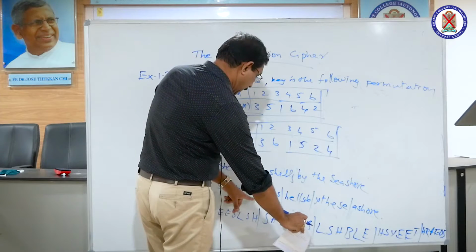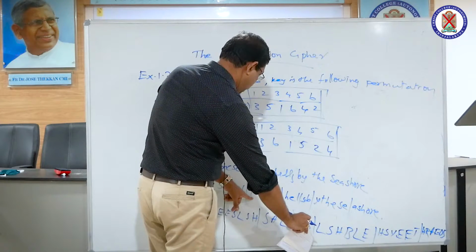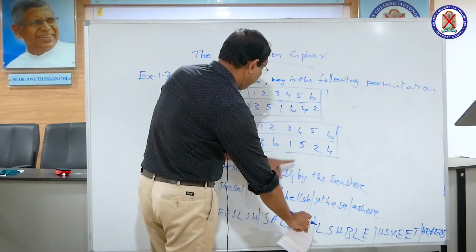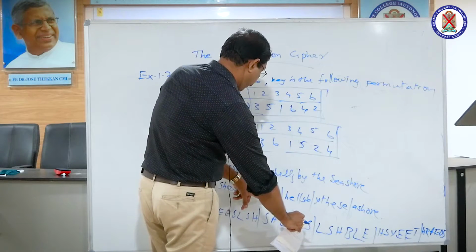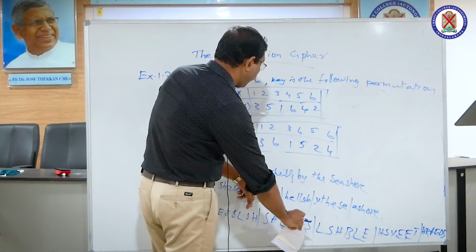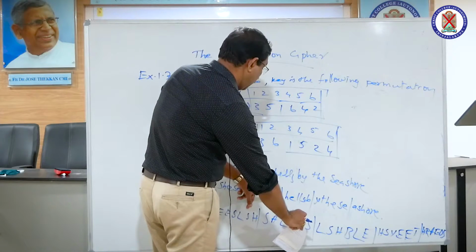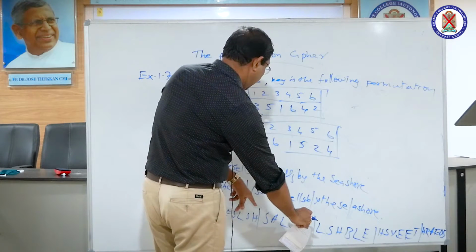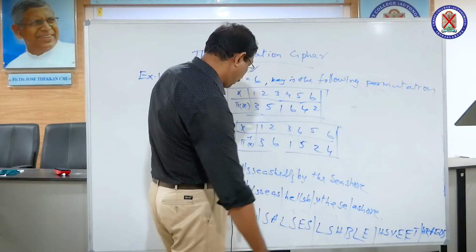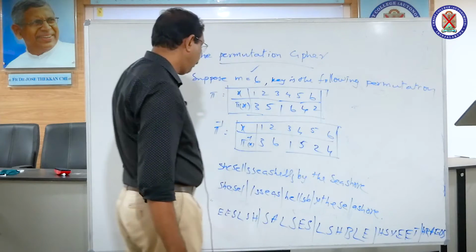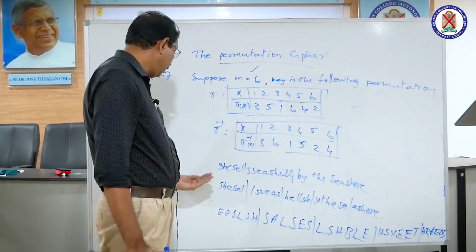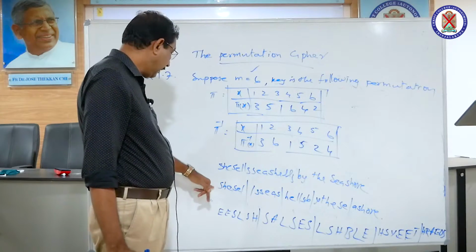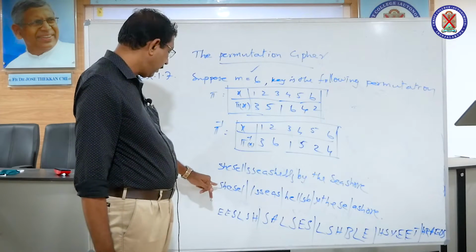sixth one, that is S, first one S, fifth one, that is E, next one, second one E, and so on. Therefore, the encrypted one can be decrypted like this.